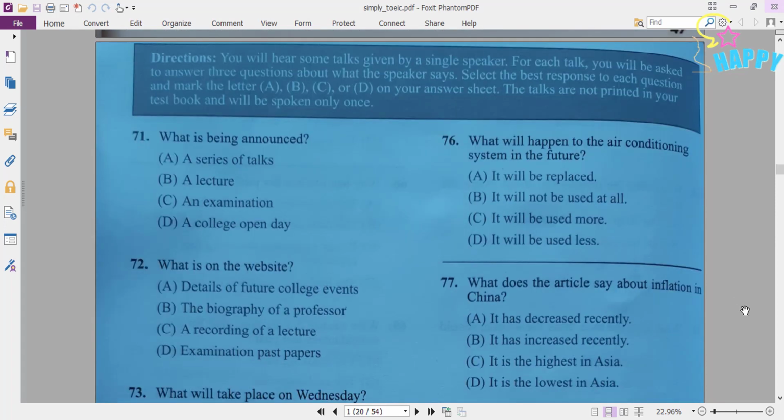Part 4. Directions. You will hear some talks given by a single speaker. For each talk, you will be asked to answer 3 questions about what the speaker says. Select the best response to each question and mark the letter A, B, C, or D on your answer sheet. The talks are not printed in your test book and will be spoken only once. Now let us begin with question number 71.